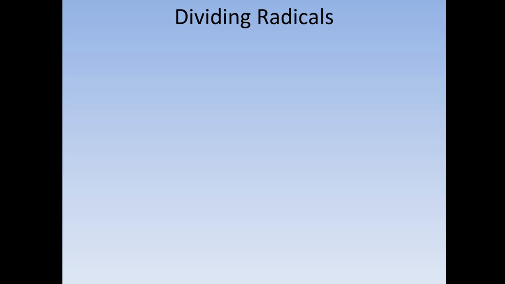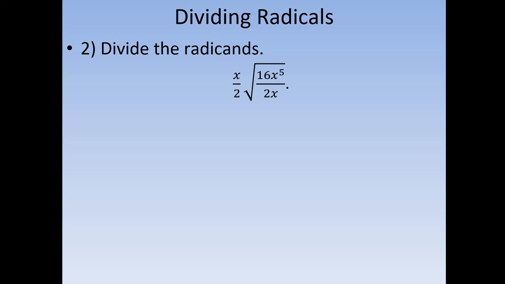And then we move on to the second step, which is divide the radicands. So just like before, where when we multiplied, we combined those terms underneath the radical and multiplied. Here, we're going to do the same thing. We're going to turn it into one giant square root and have the 16x to the fifth divided by 2x underneath it. From here, we can see that we can do 16 divided by 2 to get us 8, and x to the fifth divided by x to get us x to the fourth. So we're going to have this x over 2 times the square root of 8x to the fourth.